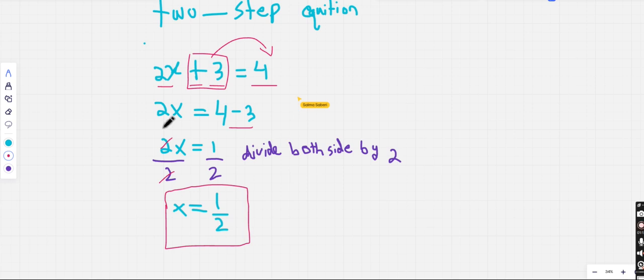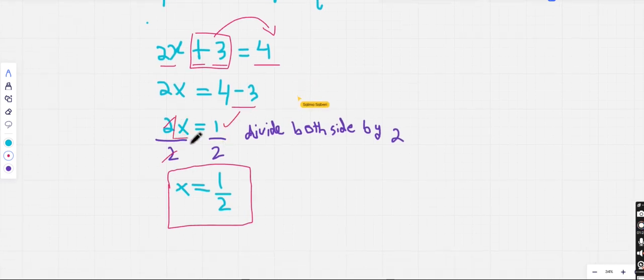So we get 2x is equal to 4 minus 3. After that, when we simplify it, we get 2x is equal to 1, because 4 minus 3 gives 1. Now I need only the value of x, but in this case we have 2x, so we divide both sides by 2. Understand? Because I want to cancel out 2 and 2, and I get the answer 1 over 2. Understand?